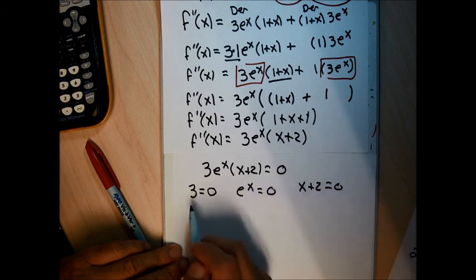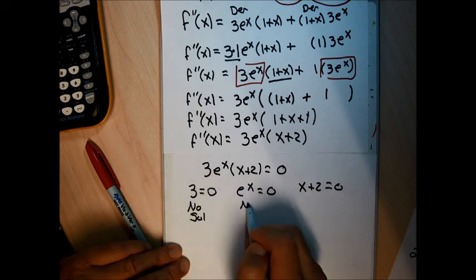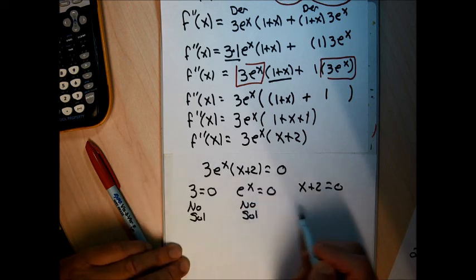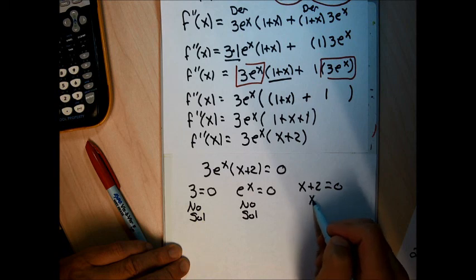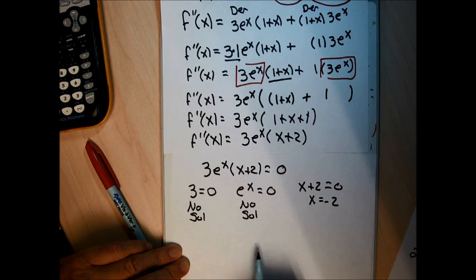When I set 3 equal to 0, it doesn't have an x, it doesn't give a solution, nor does it give a critical number. When I set e to the x equal to 0, it doesn't give a solution, it doesn't give a critical number. And when you set x plus 2 equal to 0, you get x equal to negative 2. So the only critical number is negative 2.